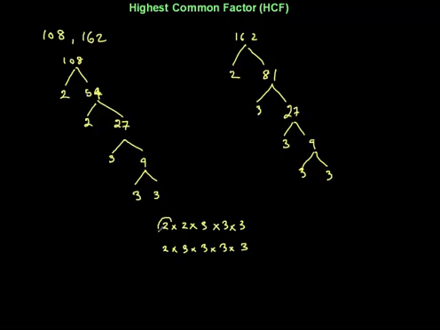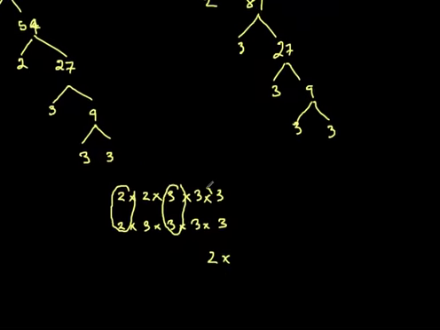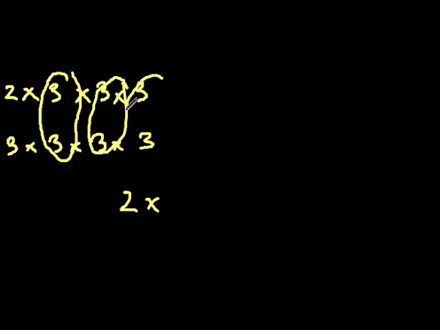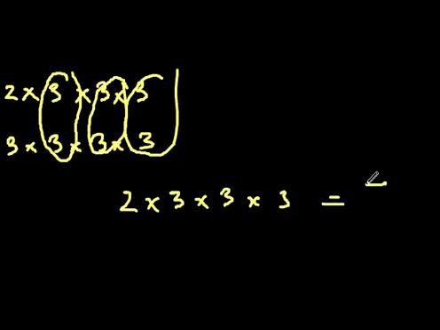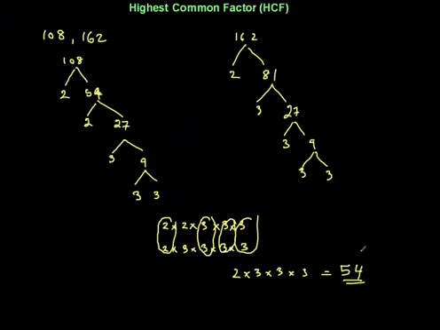Right, I've got one 2 common, so I put that down. Then that 2 and 3 are not common, but that 3 is common, then that 3 is common, and that one is common as well, so I put them down once. Right, 2 times 3 times 3 times 3. When I multiply these numbers, 2 times 3 is 6, 6 times 3 is 18, times 3 is 54. So 54 is the highest common factor of 108 and 162.